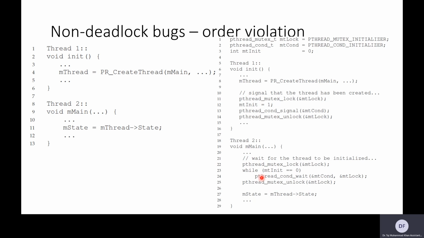We ourselves have put in locks and a condition variable to make sure that this line in m_main does not execute before the value has been assigned to m_thread. So this is again a bug which is not a deadlock bug, but still it happens in multi-threaded code because we assume a certain order in the execution of our threads. That order is violated by the scheduler because the scheduler is not in our control. It can do anything it likes.